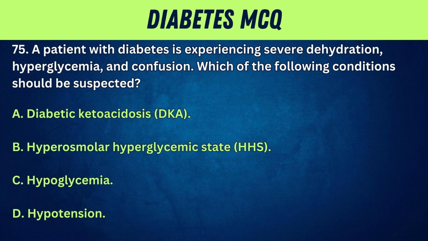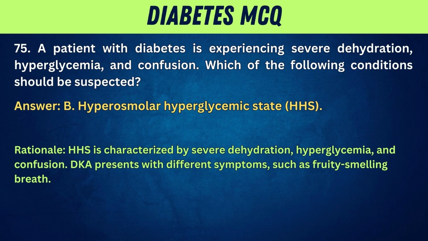Which of the following conditions should be suspected? A. Diabetic ketoacidosis, DKA. B. Hyperosmolar hyperglycemic state, HHS. C. Hypoglycemia. D. Hypotension. Answer: B. Hyperosmolar hyperglycemic state, HHS. Rationale: HHS is characterized by severe dehydration, hyperglycemia, and confusion. DKA presents with different symptoms, such as fruity smelling breath.